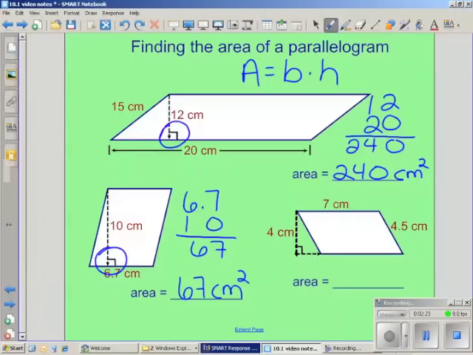Now this next example, as you can notice, we have the base is 7, and the height of where the 90 degrees is formed is on the outside of the parallelogram, and that is completely fine, because we could even move this line to the inside and it would be the same height, 4 centimeters. So we would take the base, 7 centimeters, multiplied by 4, and that would give us 28 centimeters squared.